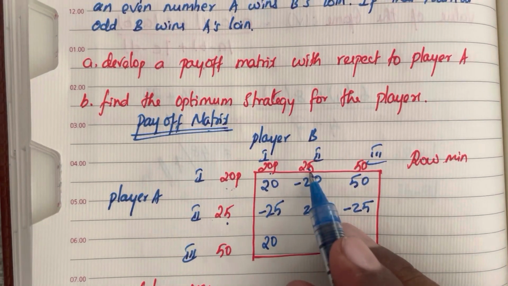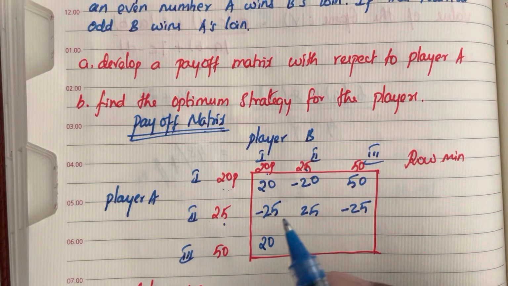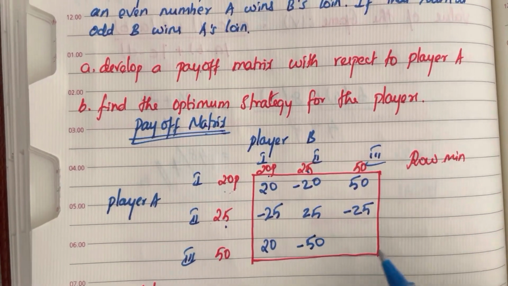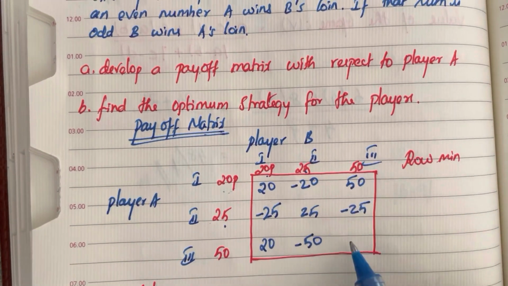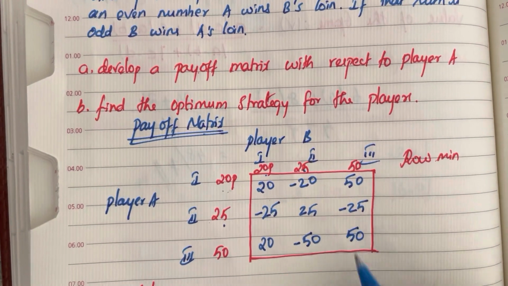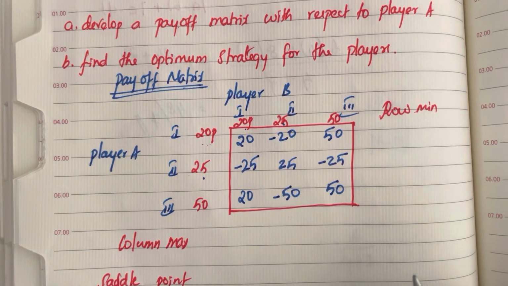And the next one, 50 and 25, which is 75. Now he is going to lose his coin because it's an odd number, so it is minus 50. And the next one is 50 and 50, it is 100, so he is going to gain B's coin, so B's coin is 50. Okay, so now we have constructed the payoff matrix.